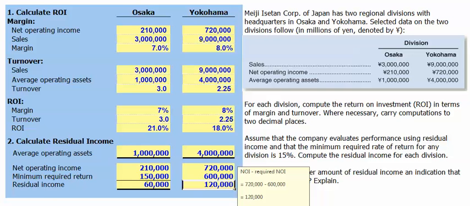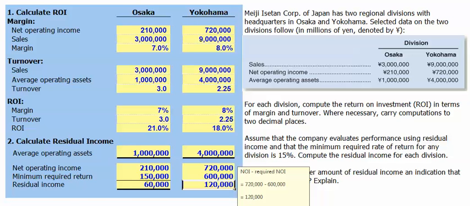So when looking at various performance measures, we can get different measures of evaluation. If we simply look at net operating income, we would say the Yokohama division is performing better because it has a higher net operating income, 720,000 yen, compared to the Osaka division's 210,000 yen. But this is largely due to the size of the Yokohama division. A better measure would be our profit margin, and we can see the Yokohama division has a higher profit margin, 8% versus 7%.